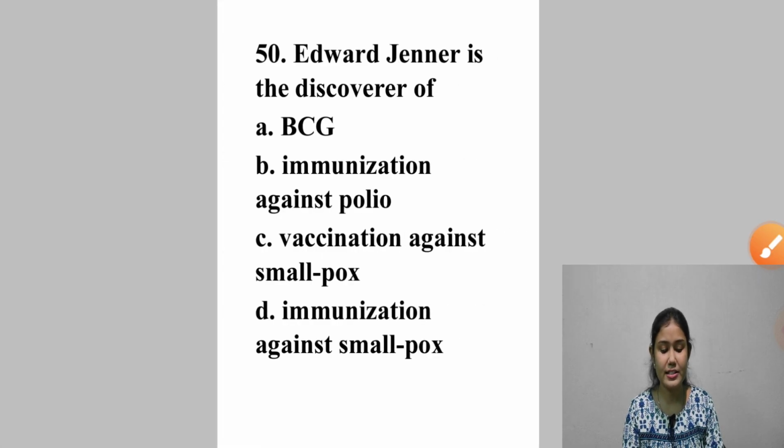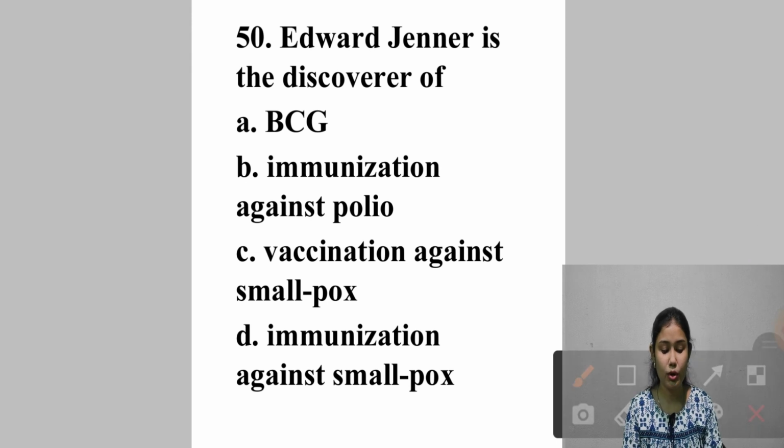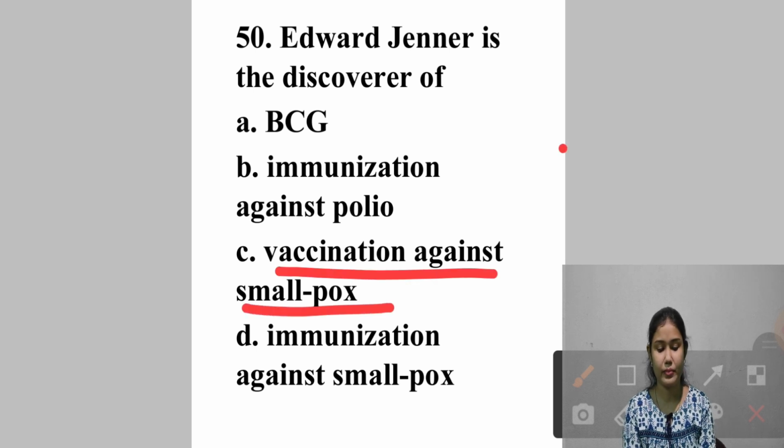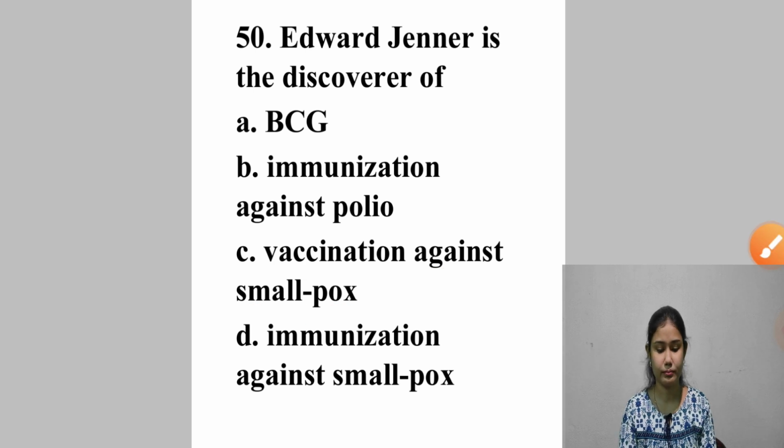Edward Jenner is the discoverer of A, BCG, B, immunization against polio, C, vaccination against smallpox, D, immunization against smallpox. So Edward Jenner discovered vaccine against smallpox. Okay, so answer will be option C. Now come to question number 51.